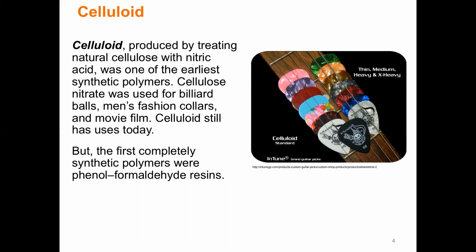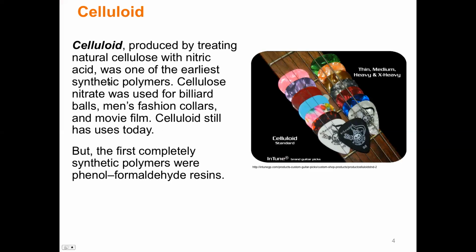So what they did is they treated it with nitric acid, as you can see here. And so cellulose nitrate, what did we use it for? Well, billiard balls. They used to be made out of ivory. And that, of course, is not sustainable. You could see men's fashion collars, and probably the most famous would be celluloid for movie film. So you might even see it referred to, whoever was on celluloid, that would have meant that they were in the early movies. And it's used today, all right? So here's some examples, guitar picks.